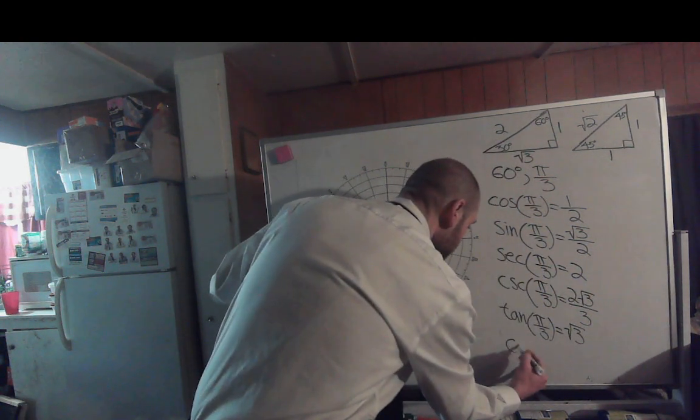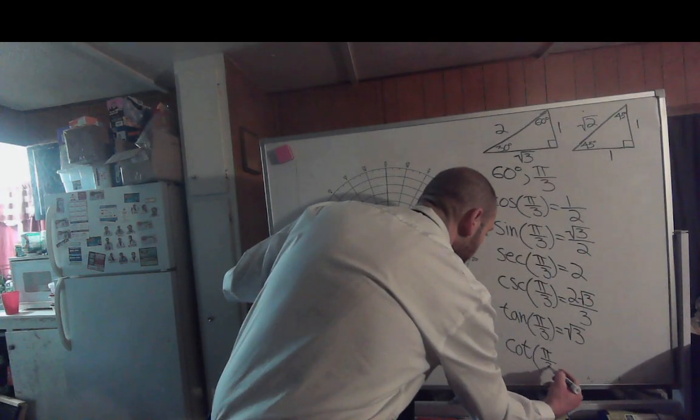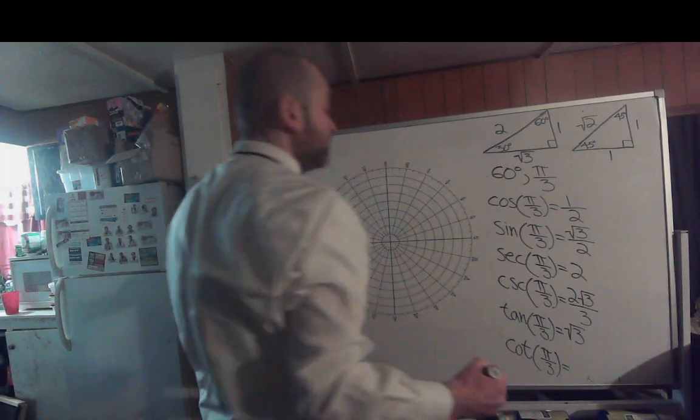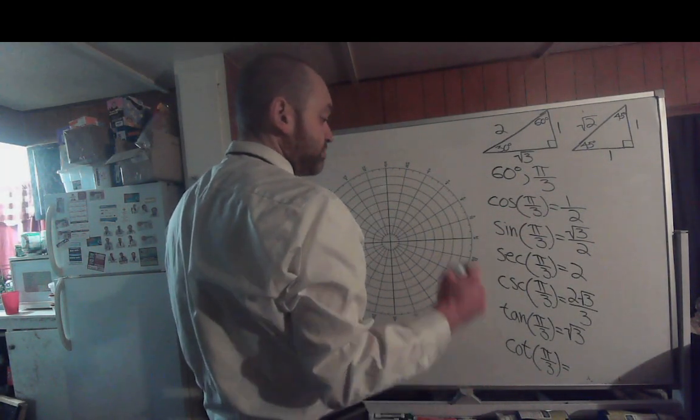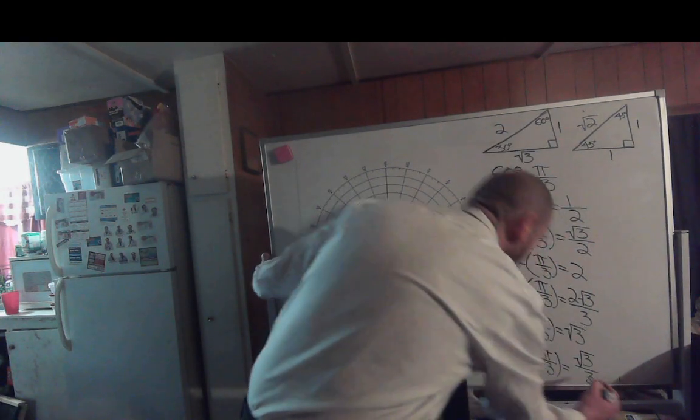Now what about the cotangent of pi over 3? The cotangent is cosine over sine, or just 1 divided by tangent. That would be the square root of 3 divided by 3. That would be your cotangent.